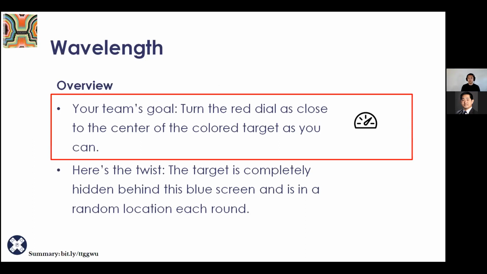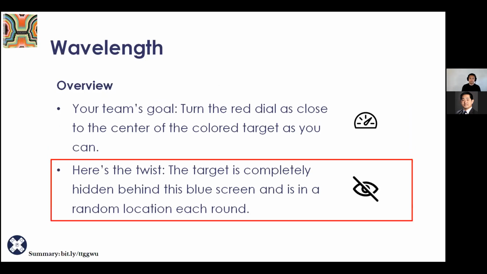All right, so in Wavelength, the overview is that you have a team goal. So this is like Codenames, where you're going to be broken up into one team versus the other team. So your team's goal is to turn the red dial on the physical board of Wavelength as close to the center of the colored target as you possibly can. So that's the first thing you need to do. But here's the twist. You cannot see the actual target.